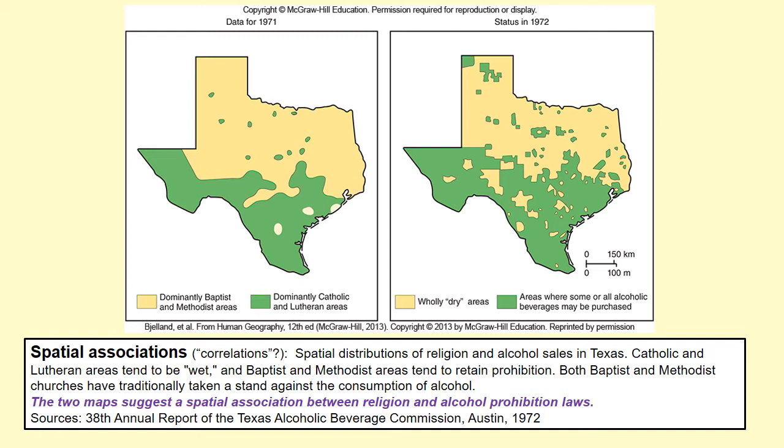So that's an example of a spatial association. Very often, one cultural characteristic has an influence or even controls another cultural characteristic, and these can be shown on maps. All right, that's a fun one to look at. How would you vote? Would you vote yourself dry?